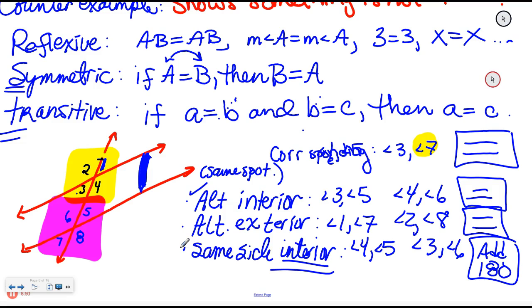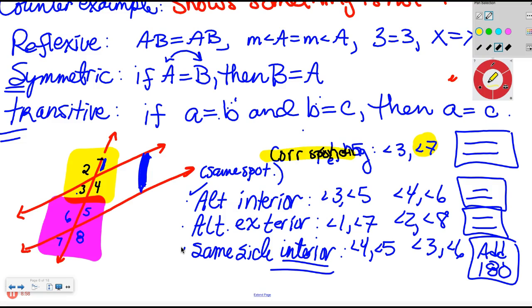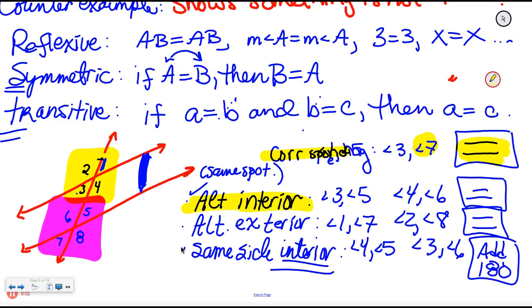So back to, let me grab my highlighter again. So we have corresponding, they're in the same spot and they're equal. We have alternate interior, which are inside but hop the transversal and they're equal. Alternate exterior, hop the transversal but they're equal, and then same side interior, which add up to 180.